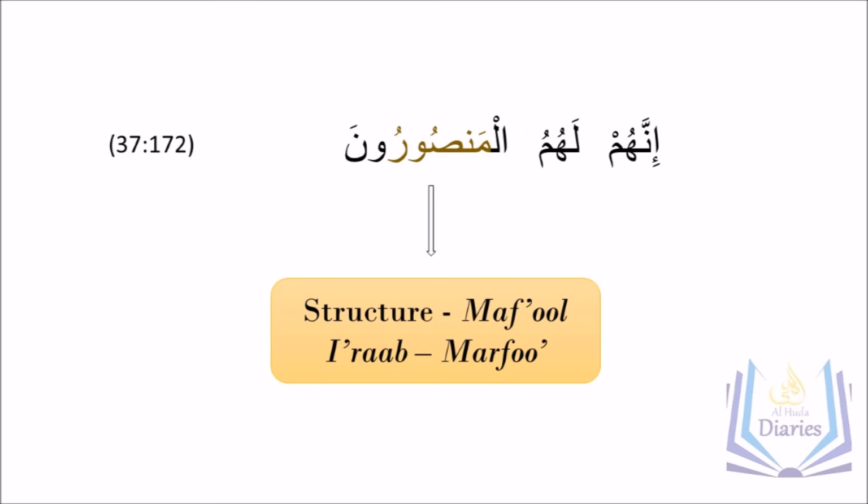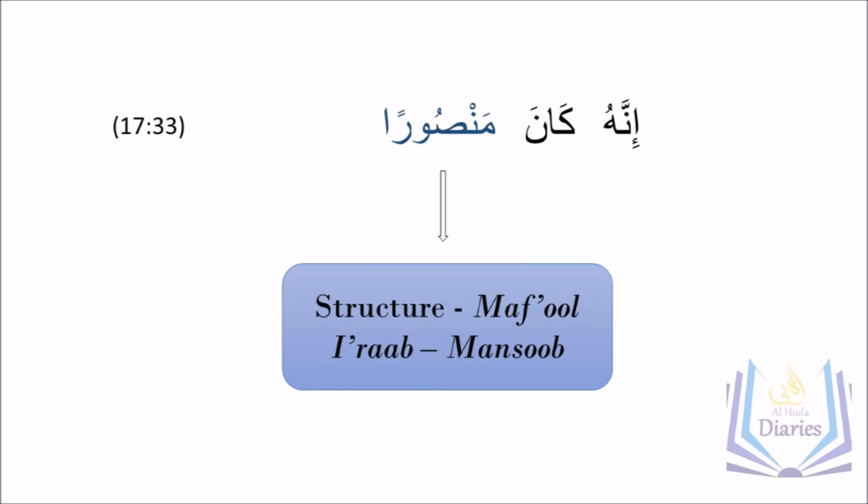Another example. Innahum lahumul mansurun. So mansur is in the Maf'ool structure, but what state is it in? It is in the rafa state, as indicated by the waw nun, the indication of plural. It is in the marfu state. Another example. Innahu kana mansura. So mansura is in the structure of Maf'ool, and the fatha indicates that it is in the mansoob state.